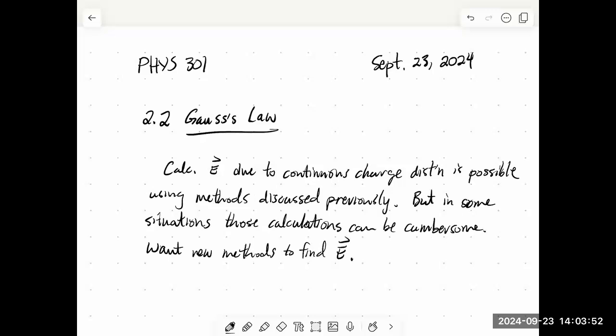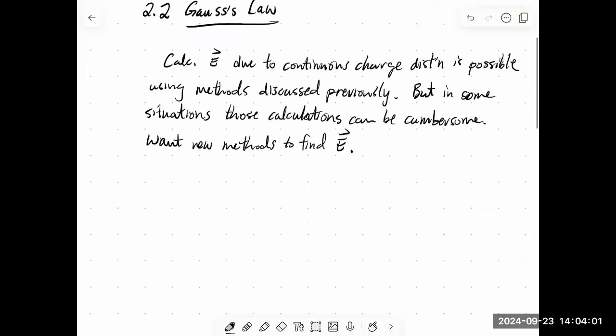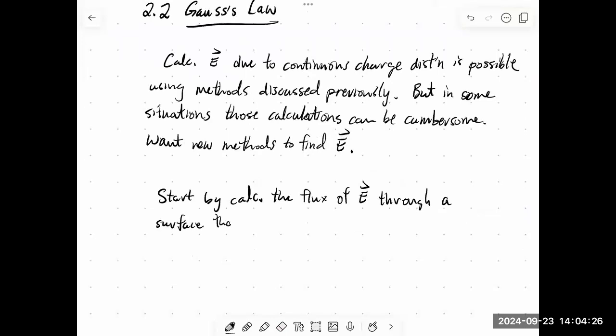Okay, and so the first method that we will look at is Gauss's law. Gauss's law is all about calculating flux. So we're going to start by calculating the flux of the electric field through a surface that surrounds a point charge. We're going to start with a point charge because that's easy to work with. We already know the electric field of a point charge. It's 1 over 4 pi epsilon, q divided by r squared, and it points radially away from the point charge if it's positive.